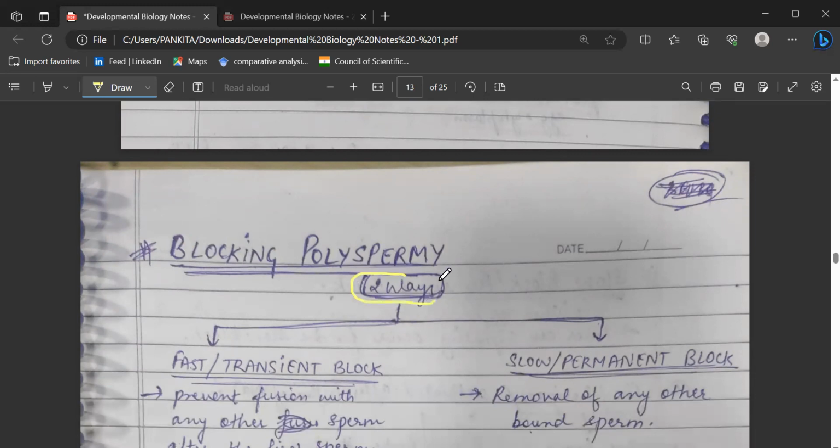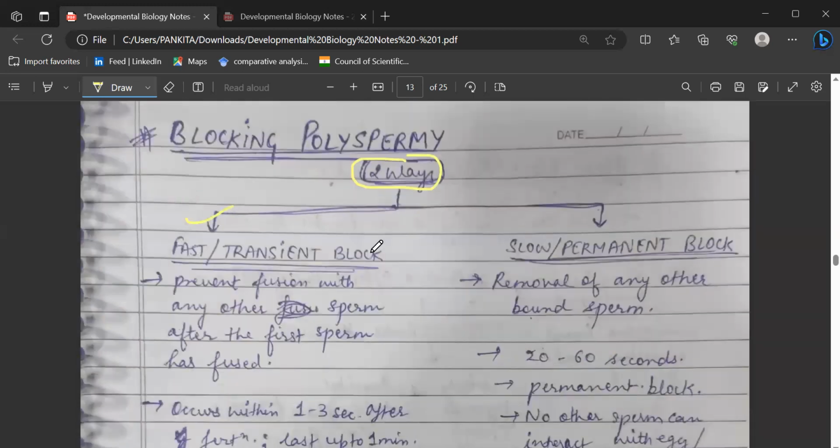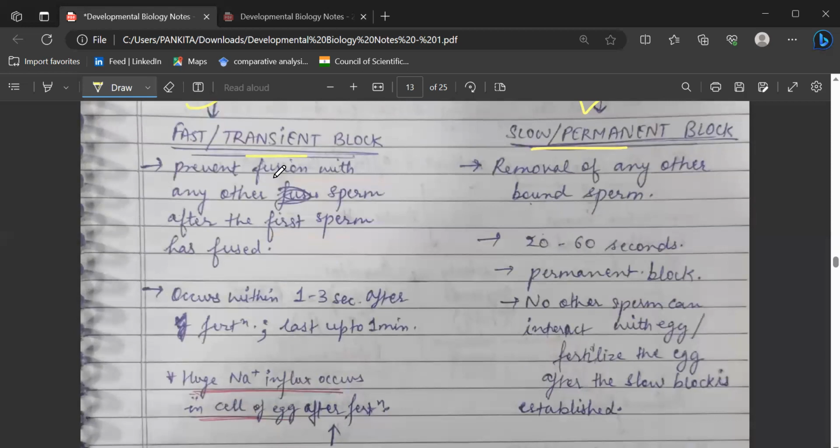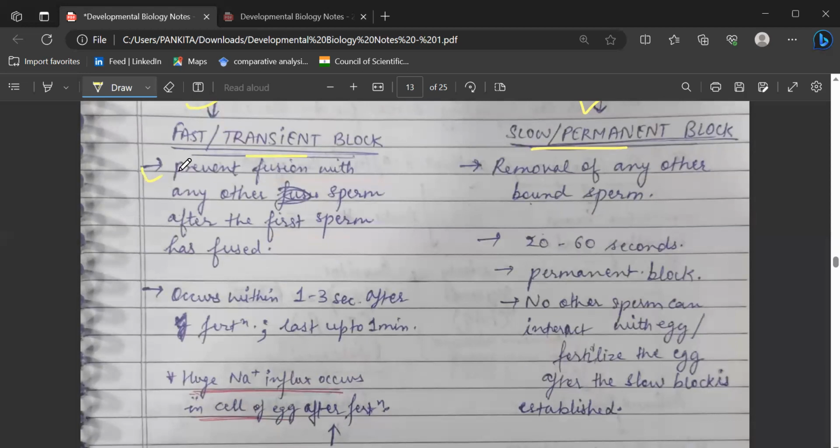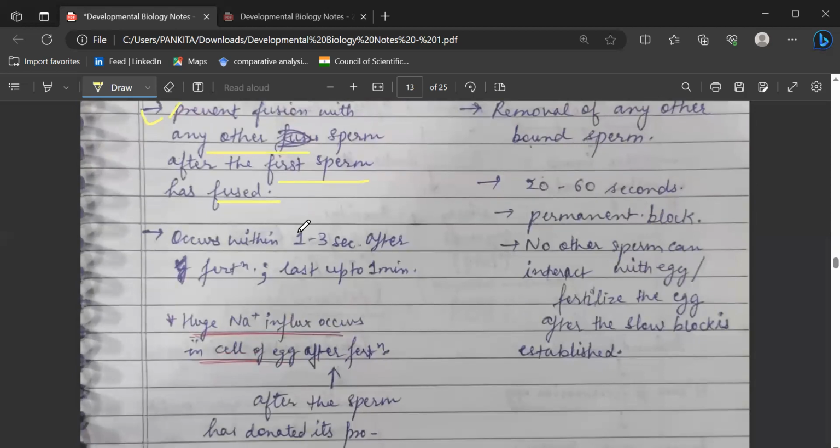There are two ways of blocking polyspermy. The first one is the fast or transient block, which acts immediately, and the second one is the slow or permanent block, which acts after some time. The fast and transient block prevents the fusion of any other sperm after the first sperm has fused. So no other sperm will be allowed to fuse after the fusion of the first sperm. This happens within 1 to 3 seconds of fertilization. It lasts up to 1 minute, and since it lasts only up to 1 minute, after 1 minute the permanent block has to act.